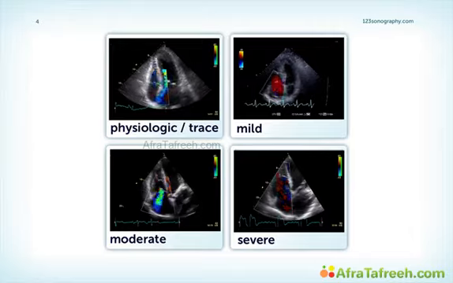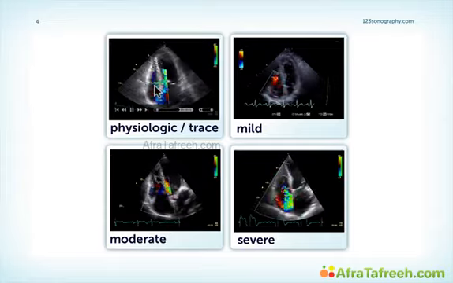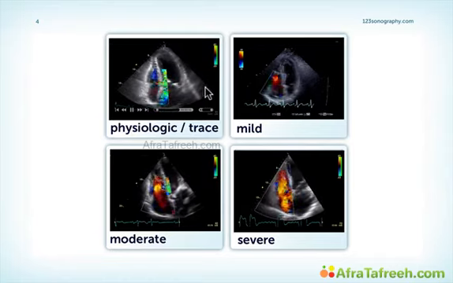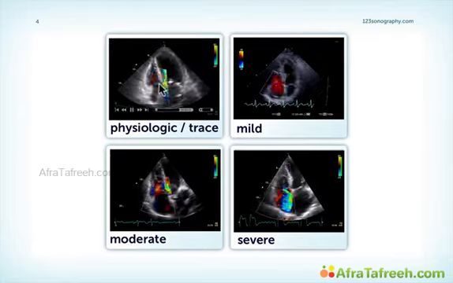for the quantification of TR. To help you visually assess the severity of TR, here are 4 examples of 4 different degrees of TR. On the left-hand side, physiologic or trace TR, you can see only a very small jet. And if you move the transducer just slightly, you might even miss the jet. You don't see a flow convergence zone.